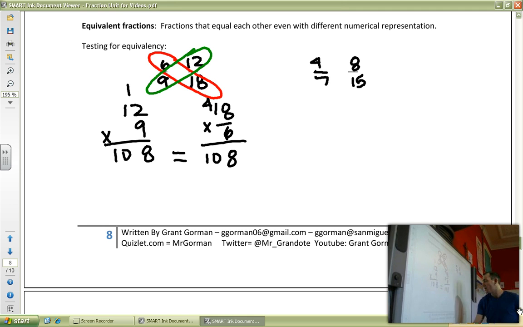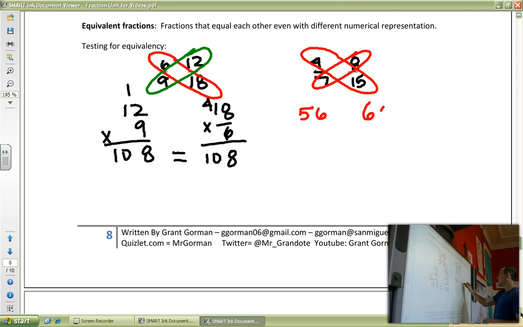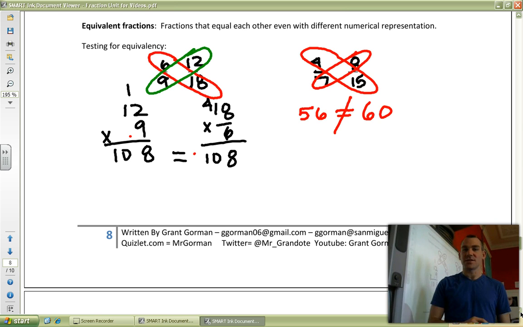Let's take a look at another one. 7 times 8 and 4 times 15. Well, I know that 7 times 8 is 56, so I'm just going to write it down. And I know that 4 times 15 is 60. Again, if you don't know, don't be lazy. Do the work for yourself. You guys can do multiplication. I know you can. But 56 does not equal 60. So that means that those two fractions are not equivalent.